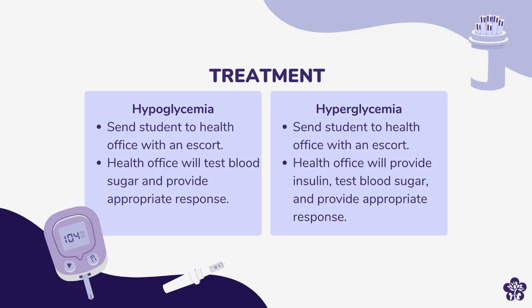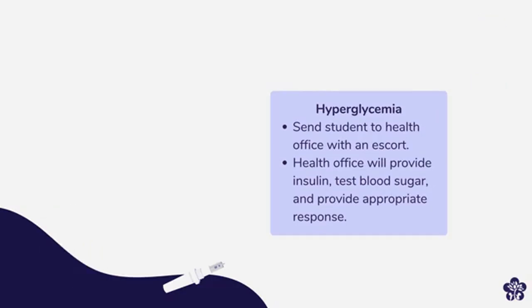When in doubt as to whether or not the student is hypo or hyperglycemic, always treat as if the blood sugar is low. Hypoglycemia or low blood sugar can become life threatening very quickly. When hyperglycemia or high blood sugar occurs, the student will require insulin. The student should always be escorted to the health office. There, the student's blood sugar will be tested and the appropriate treatment given.